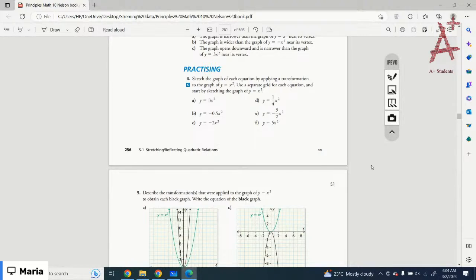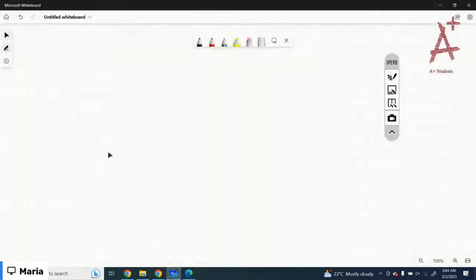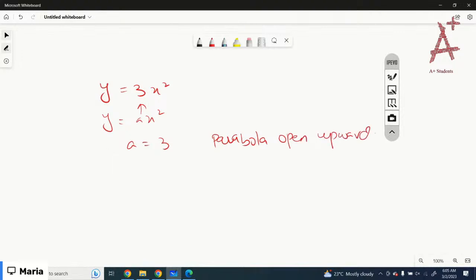The first one is y equals 3x squared. So the equation is y equals 3x squared. You can relate the equation to y equals ax squared. That means a equals 3. A is positive and also greater than 1. That means the parabola opens upward, and it is narrower than the original one.